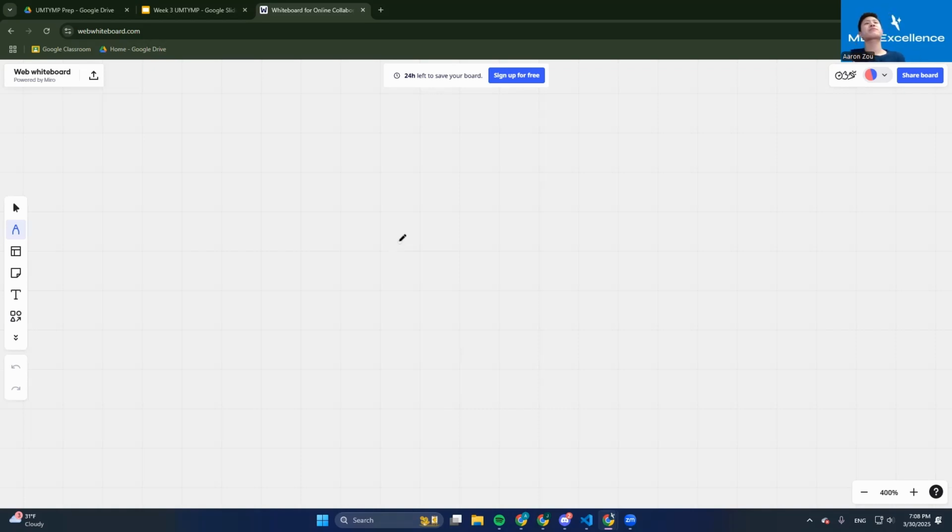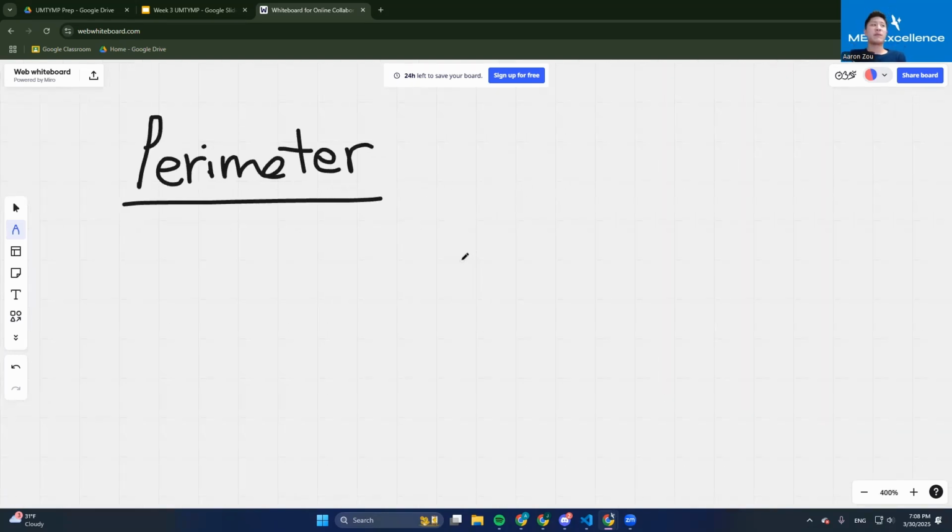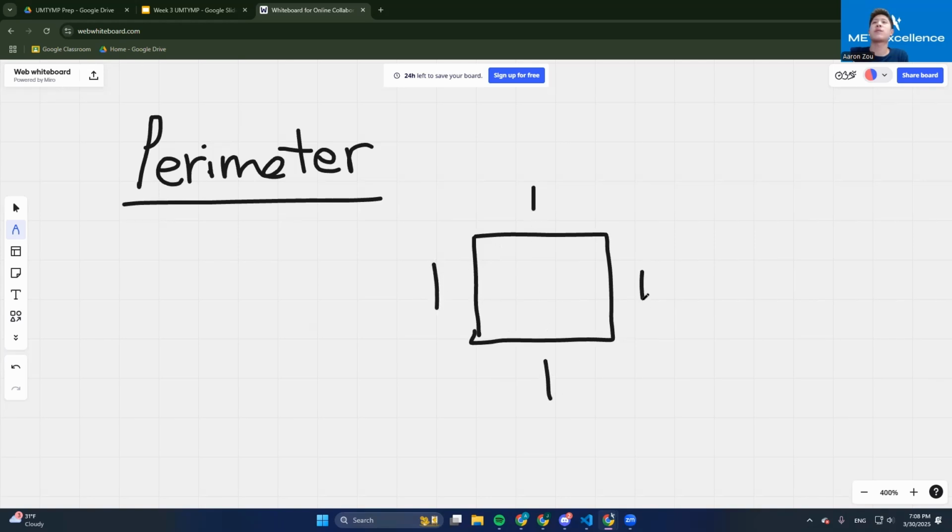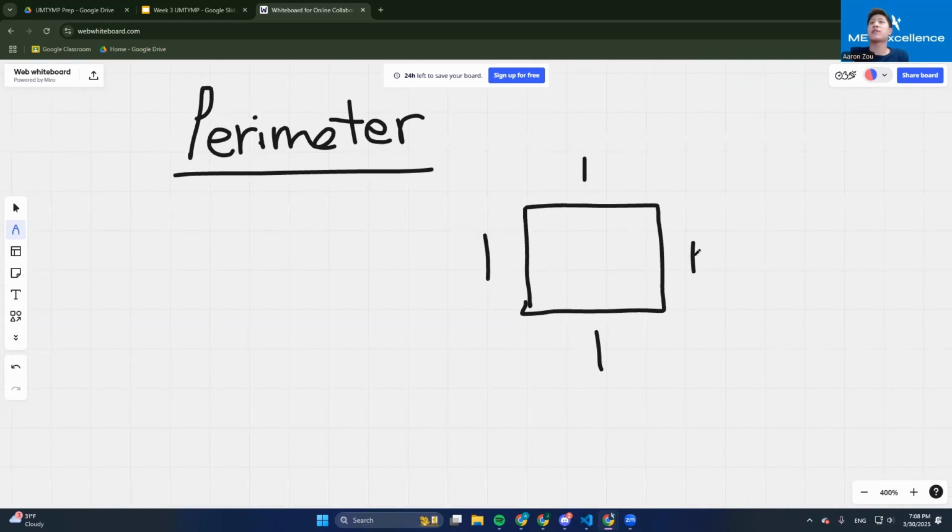So does anyone already know how to calculate, let's say, perimeter? Is anyone familiar with calculating perimeter already? Maybe many of you already know how to do it, but just as a quick review, to find the perimeter, we just want to add up all the sides. Let's say we have a square, and the side is 1, so all sides are 1. All you have to do is add up every side. So it's 1 plus 1 plus 1 plus 1, and that's 4.